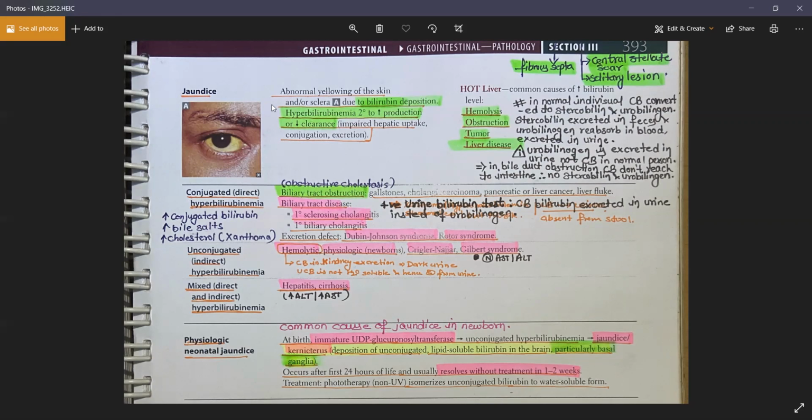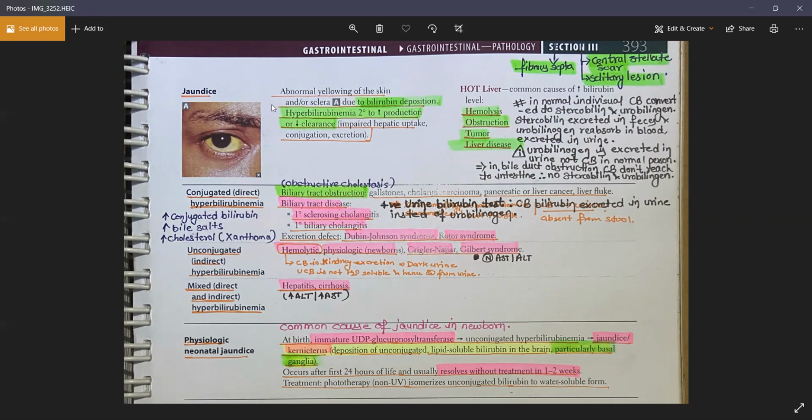So hyperbilirubinemia can be because of two things. One is increased production, and second is decreased clearance. If you have a high production, you can have a hyperbilirubinemia. If you have a low clearance, then also you can have a hyperbilirubinemia, right?